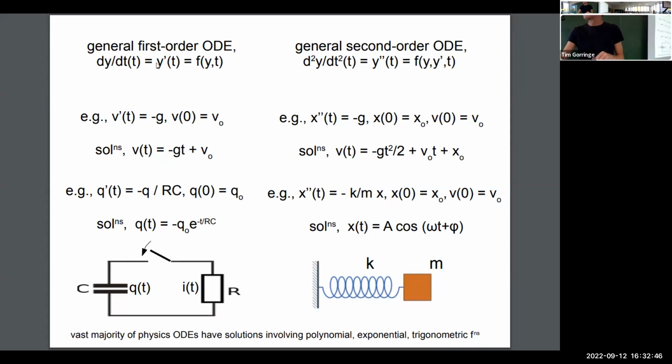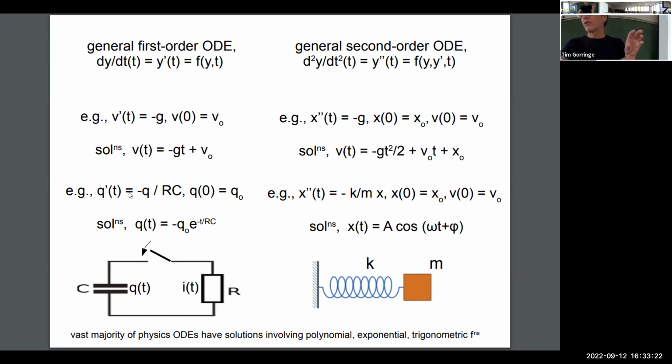Upstairs here is a general expression for a first order differential equation, where the first order differential of some dependent variable can be some function of the dependent variable and the independent variable. And we looked at the example of a falling body under gravity and the first order differential equation for the velocity. And that gave rise to polynomial solutions.